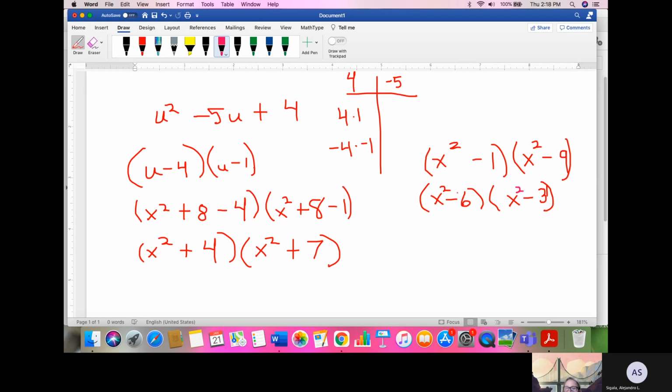If something comes up like this, this has to be a perfect square in order for you to use the difference of two squares. So 1 is a perfect square because it's 1 times 1, and 9 is a perfect square because it's 3 times 3. You see what I'm saying? Yes. But 6 is not a perfect square, and 3 is not a perfect square. So if you came up with something like that, you would just leave that. That would be your answer.